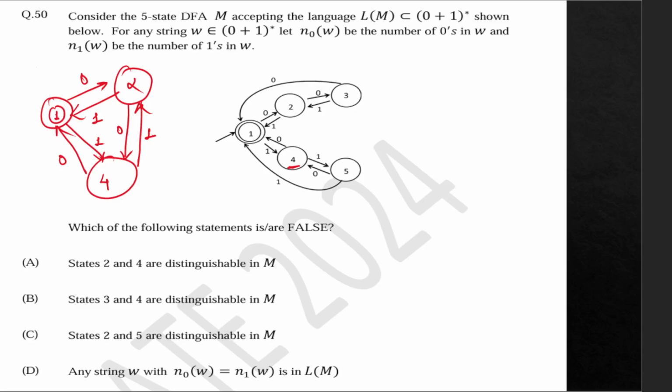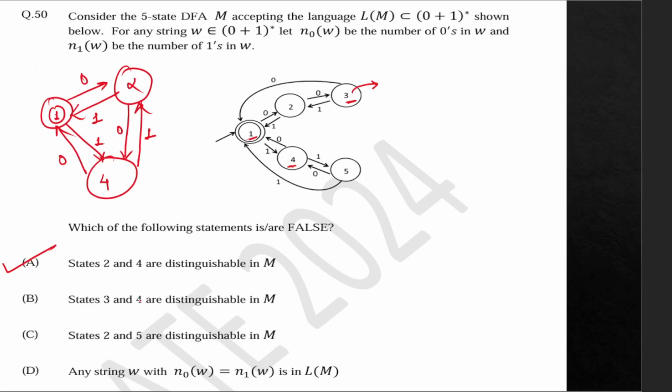And yes, this is one way you can do it, or we can check option by option also. So option 1 says states 2 and 4 are indistinguishable in M. If you see 2 on 0, we are going to get 3. If you see 4 on 0, we are going to be in 1. State 3 is a non-final state and 1 is a final state. So that is why they are distinguishable. So we can say that A is correct.